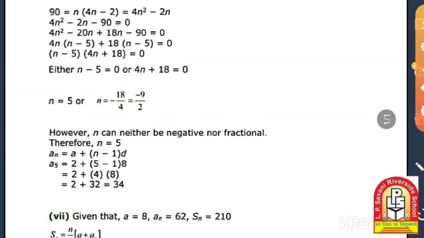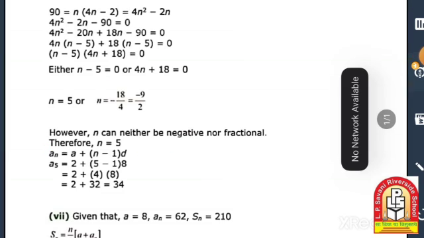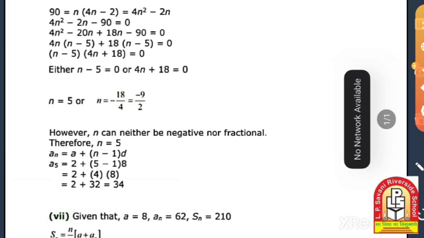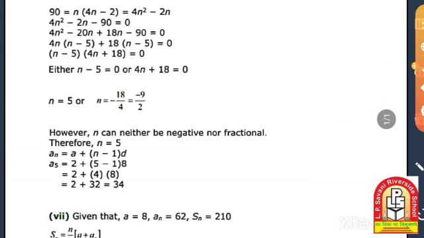However, n can neither be negative nor be fractional. So here we have to take n is equal to 5 and put that value in the equation an is equal to a plus n minus 1 into D. So a5 is equal to 2 plus 5 minus 1 into 8.